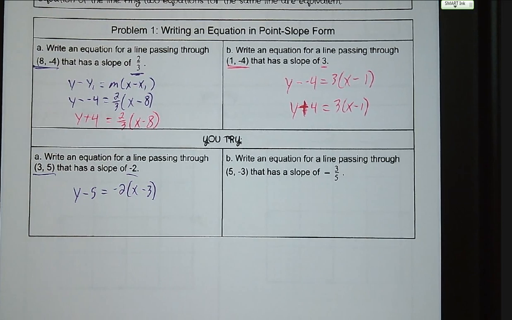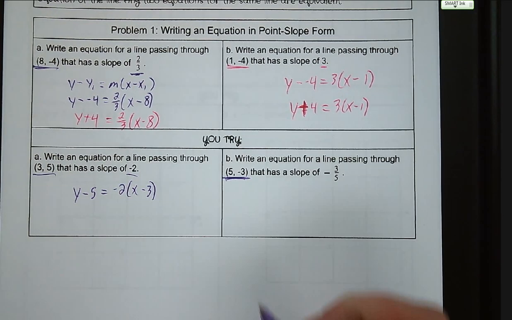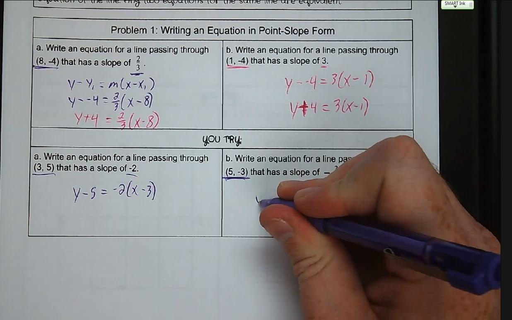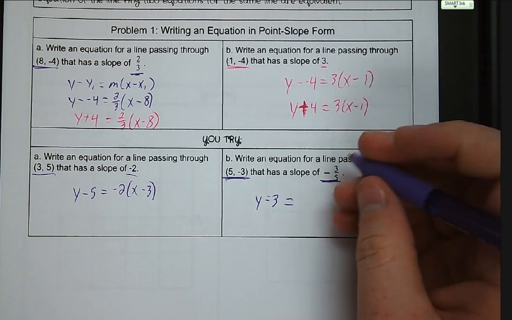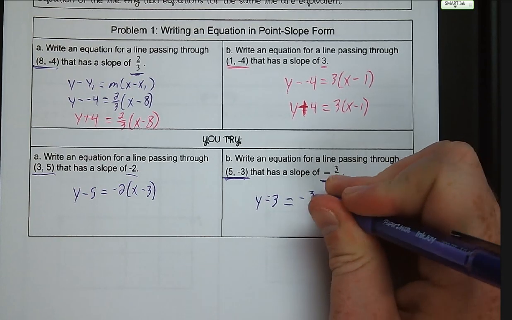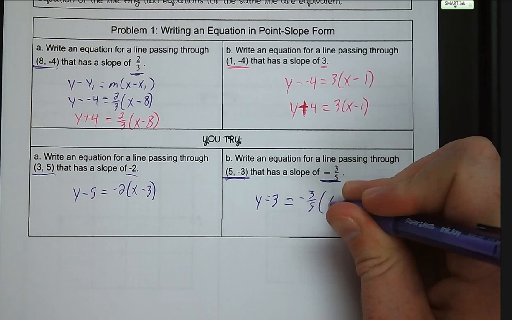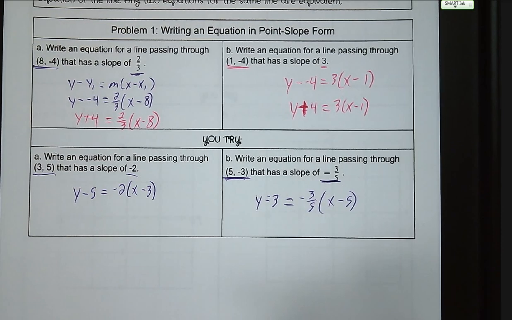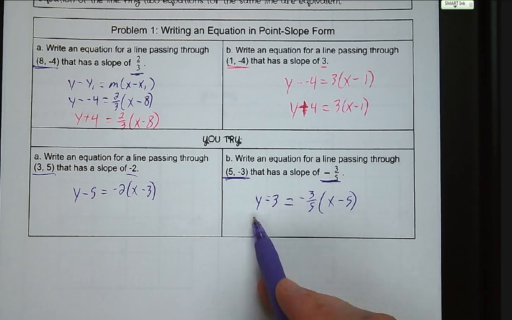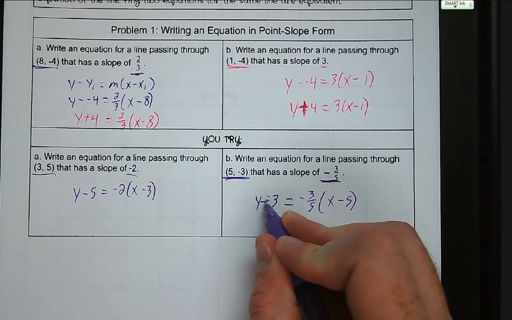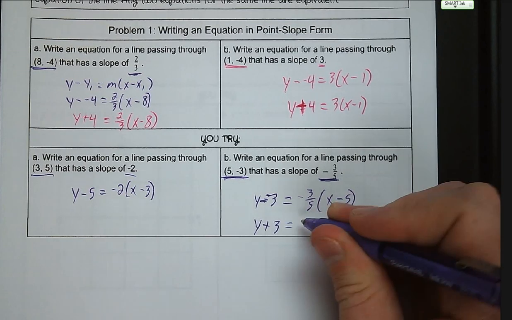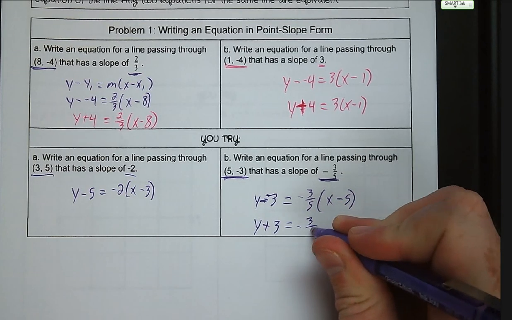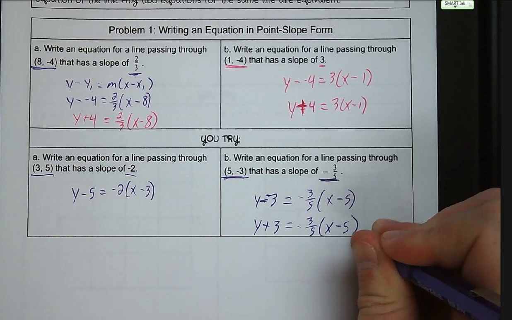Letter B, we have the line going through (5, -3) with a slope of negative 3/5. Y minus negative 3 is equal to negative 3/5 times (x minus 5). We need to simplify this double negative that kind of looks like an equal sign. So we have y plus 3 is equal to negative 3/5 times (x minus 5).